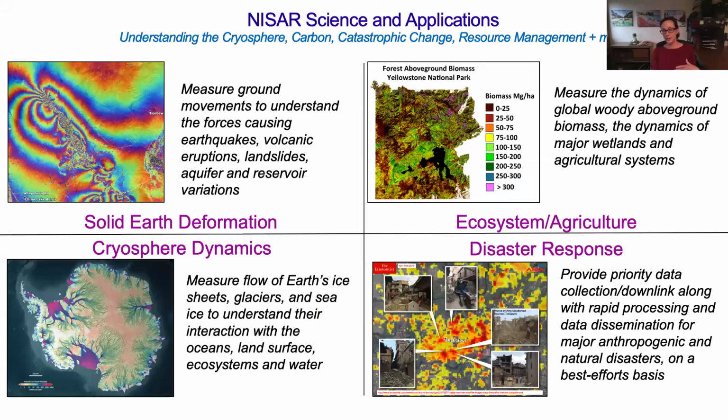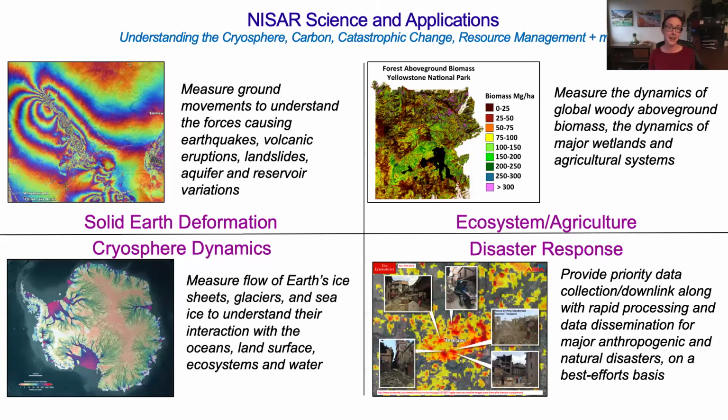Solid Earth deformation includes all sorts of things that deform the Earth's surface: earthquakes, volcanoes, landslides, all of those sorts of things. Ecosystem and agriculture was looking at vegetation structure, biomass, wetlands. Cryosphere, obviously looking at glacier motions and mass changes in the ice sheets and glaciers around the world. And then disaster response, looking at change detection after an earthquake or a large flood or a hurricane. All of these things were in the original vision of NISAR.